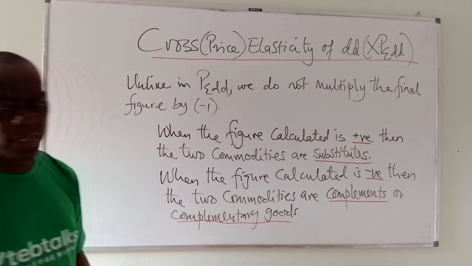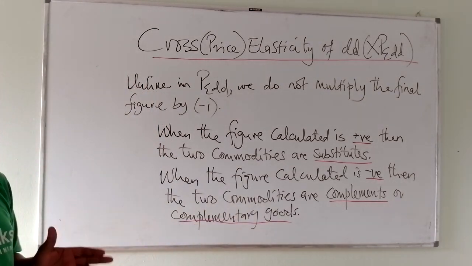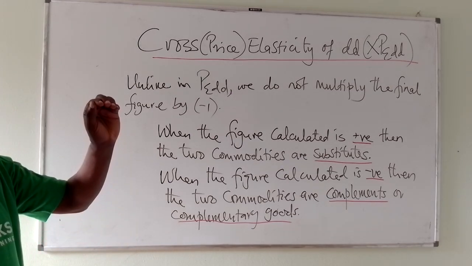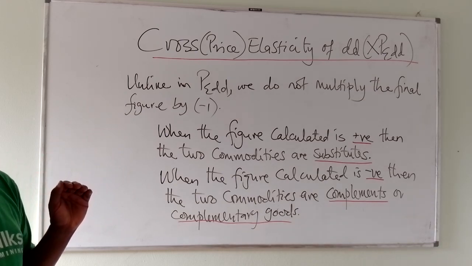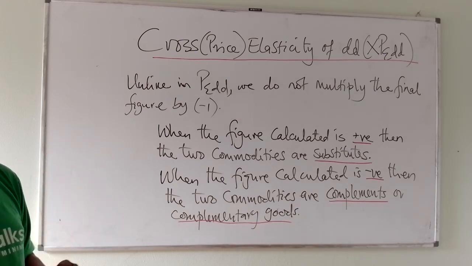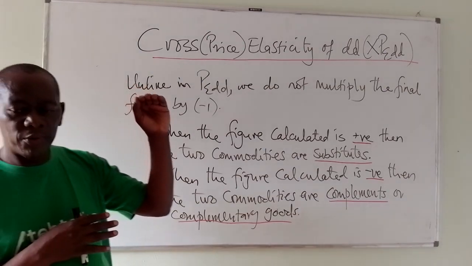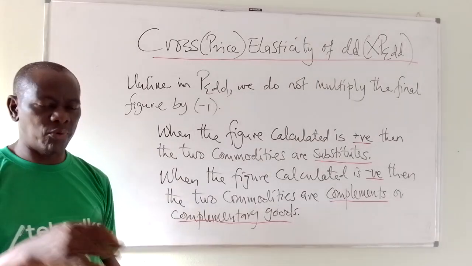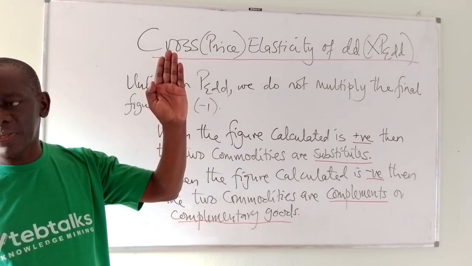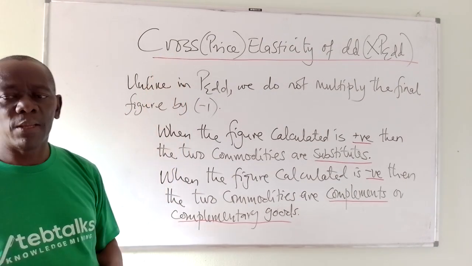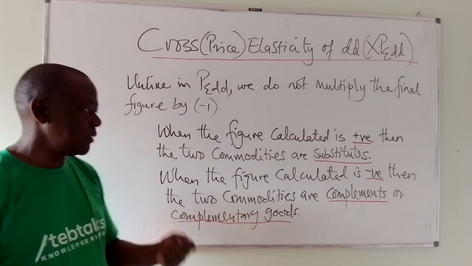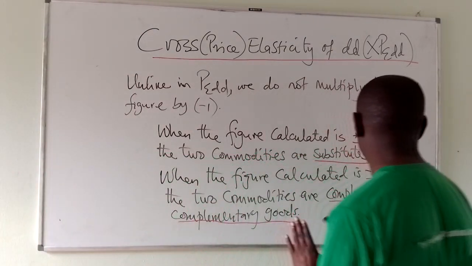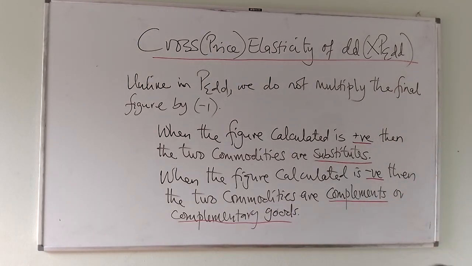What about complementary commodities? Complementary commodities are used together. The moment you increase the price of one commodity, the demand for the other commodity is going to reduce because they are used together. Now that the price of one has gone up, demand for it is going to reduce, automatically compelling the demand for the other also to go down, meaning that a rise in price will lead to a reduction in the complementary commodity. And this is going to create a negative figure. So once you get the answer negative, don't ask which commodities these are.